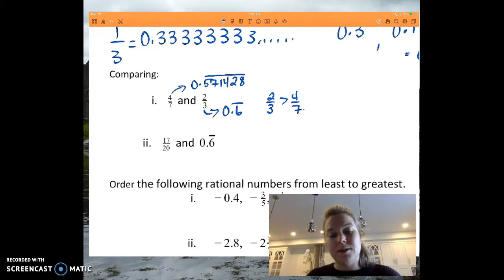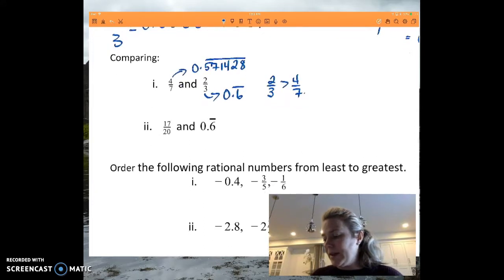Okay, so let's look at another example when we're comparing them. 17 over 20 and 0.6 repeating.